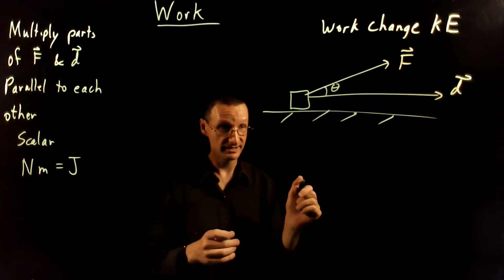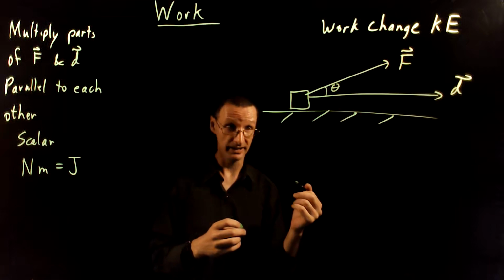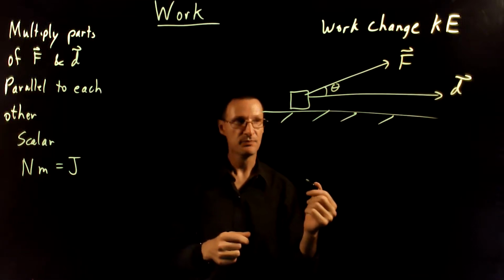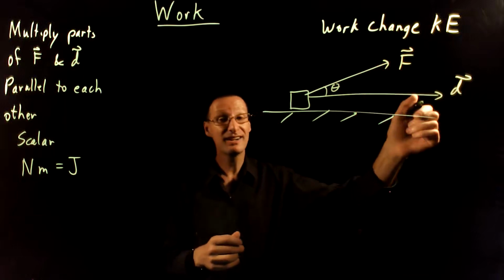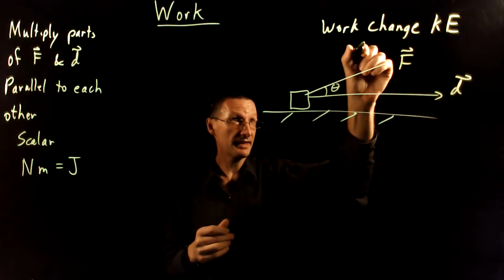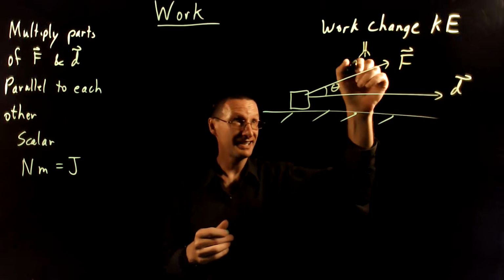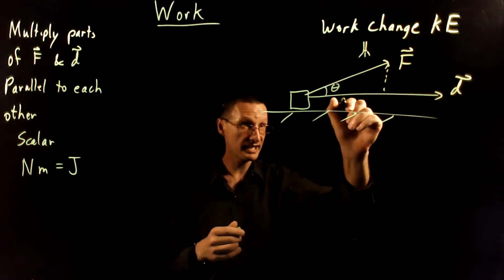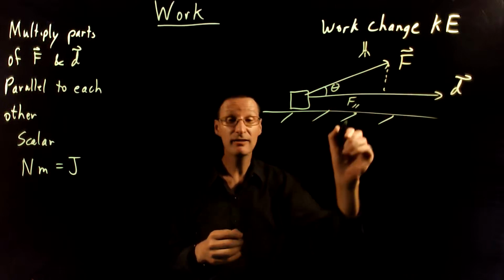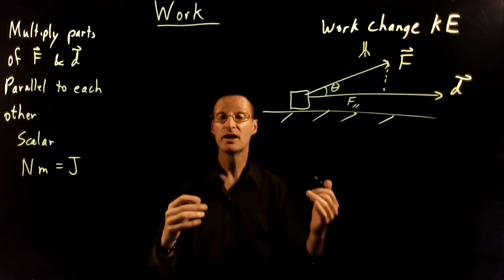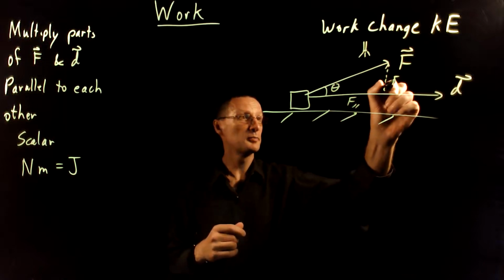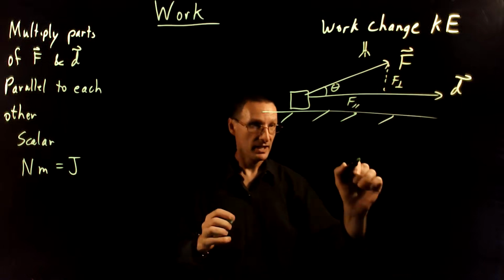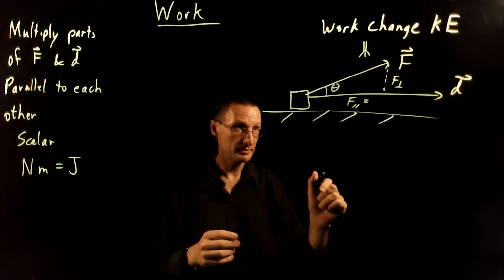So let's say there's an angle theta between those two vectors. How do I get the part of the force and the displacement that are parallel to each other? Well, let's just get the part of the force that's parallel to the displacement. To get that, we shine a flashlight down perpendicular to the displacement, and that's going to cause the force to cast a shadow. That's going to be the parallel part. And this will be the part of the force that's perpendicular to the displacement. We don't care about that. We only care about the part that's parallel to the displacement.